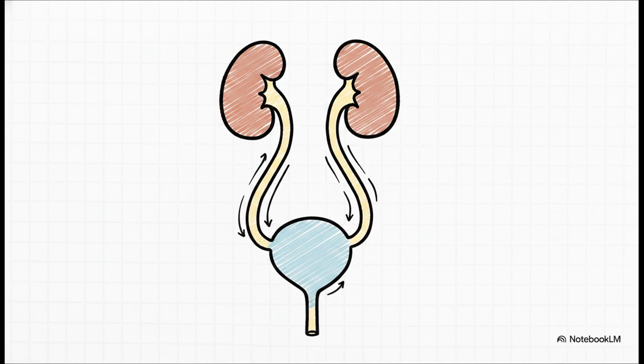Once that urine is formed, it travels down a pair of ureters. These are long muscular transport tubes that carry the liquid waste down to the urinary bladder. The bladder is basically a muscular sac that acts as a temporary reservoir. It just holds the urine until it's time to let it go, at which point it's expelled from the body through an expulsion tube called the urethra. It's a simple, elegant, and highly effective setup.